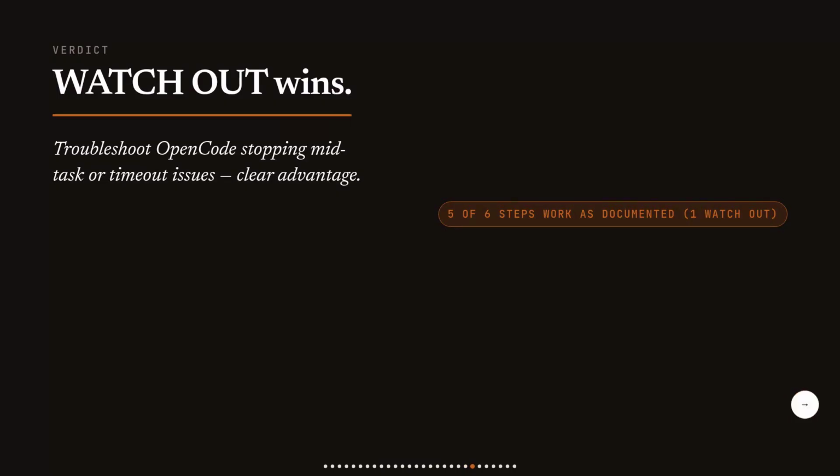That's 5 of 6 steps clean, 1 with gotchas. Set compaction.auto to false and raise the timeout before you blame the model, because 9 times out of 10, that's all it is. Alright, so here's what you'll have by the end of this.